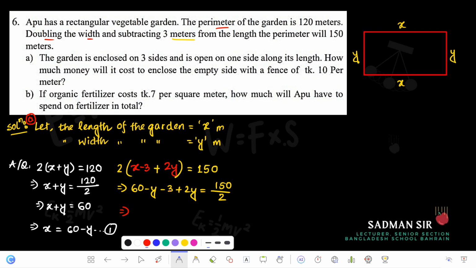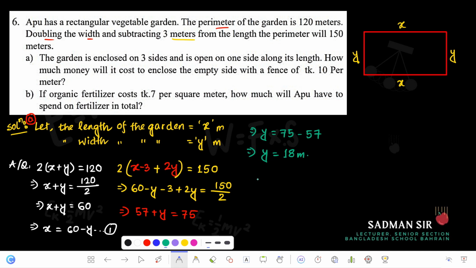So 60 minus 3 gives us 57. Then 2y minus y will give us y, and here we have 75. So from this equation we can easily find the value of y. y will be equal to 75 minus 57; if we change the side, it becomes negative. So y will be equal to 18, right?